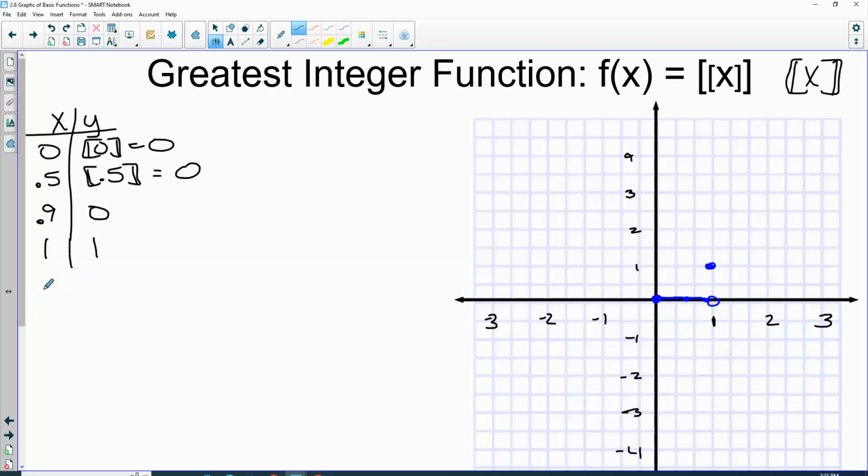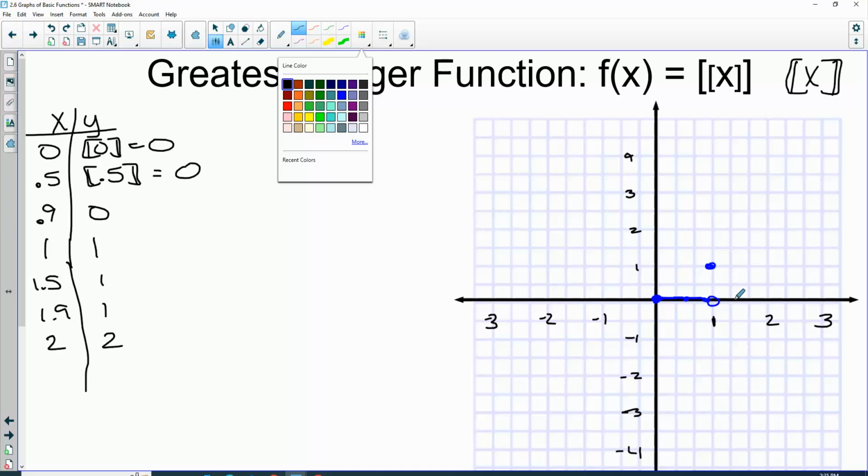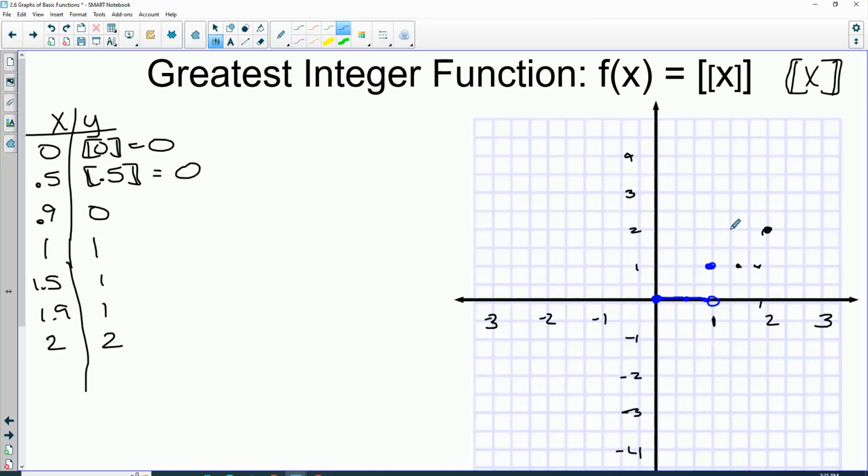So now if I'm plugging in 1.5, what do I get out? 1. If I put in 1.9, what do I get out? If I put in 2, what do we get out? So if I put in 1.5, I'm still at 1. If I put in 1.9, I'm still at 1. But when I put in 2, I jump up to 2. So what do I have to end this piece with? An open circle. So we're going to be here up until we put in 2, and then that's open. So then we're going to be getting out 2 up until I plug in 3, and then when I plug in 3, we'll get out 3.